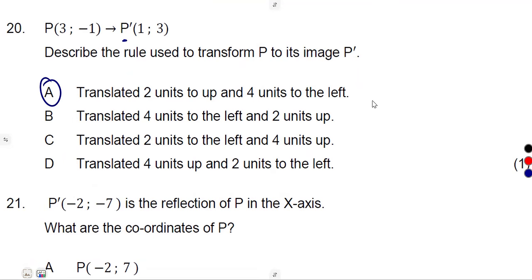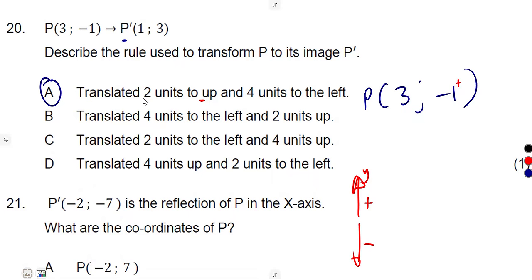Okay, let's see. This is our P, which is (3, -1). So when we say 4 units up, that is for the y-axis. When going up, it's positive. When going down, you subtract. So when it is up, you add. It's the y values, so you are supposed to add 4.